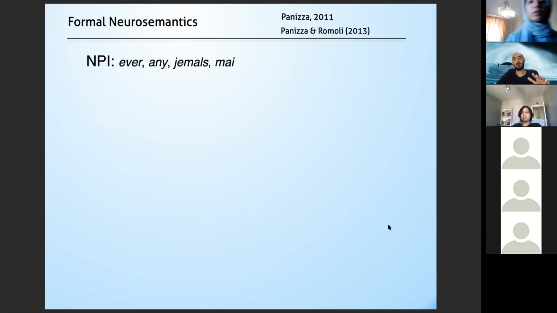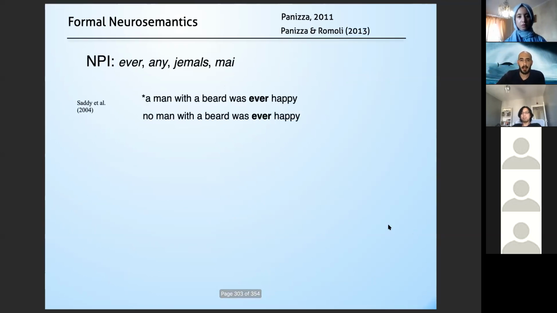Now, here's the point. NPIs like ever, any, jemals, which means ever in German, and mai, which means ever in Italian, they have been tested in a few experiments, like Saddy et al. in 2004. A man with a beard was ever happy compared to no man with a beard was ever happy. Okay. So the idea is that, according to some theories, NPIs induce a violation of a linguistic rule, which is the rule of NPI licensing, right?